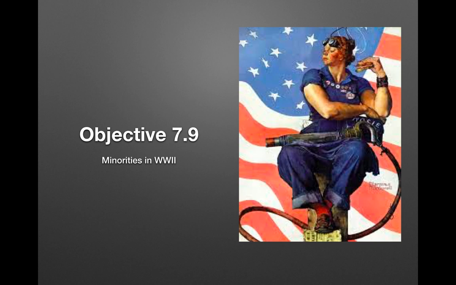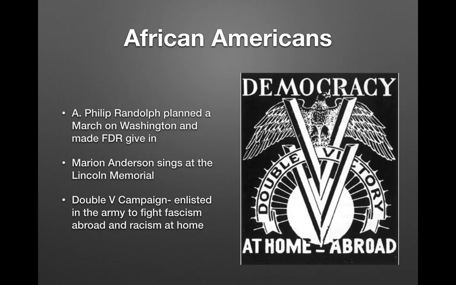Now, Objective 7.9, the minorities in World War II. So African Americans, A. Philip Randolph planned a march on Washington, made FDR give in. Marian Anderson was a big famous singer, and she was supposed to sing at, oh gosh, what was the name of that place? Carnegie Hall, maybe? And they said she couldn't do it because she's black. So it was arranged for her to sing in front of the Lincoln Memorial. Big deal, even bigger deal because it was supported by the First Lady, Eleanor Roosevelt.